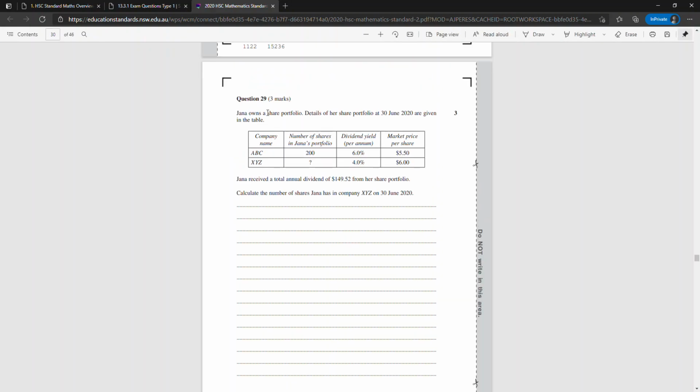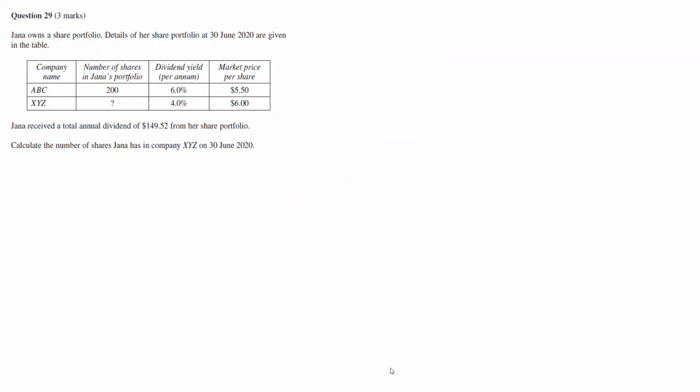You're told that Jana owns a portfolio and you're told the total dividend she has received, and what you need to work out is the number of shares in this company XYZ. So let's take this out. You know that 149.52, which is the total annual dividend, is made up of dividend from ABC plus dividend from XYZ, right? So we can work these out in pieces.